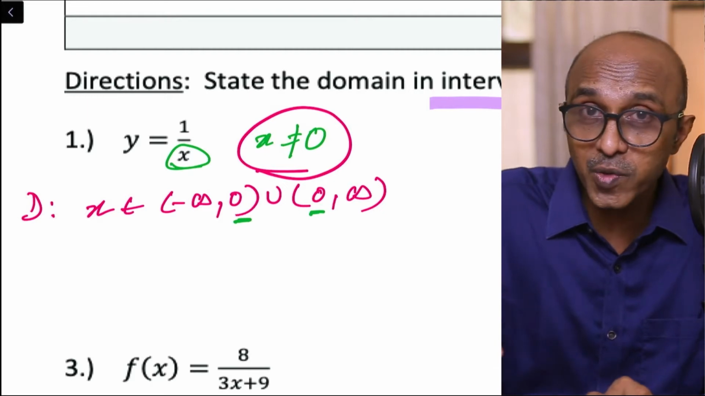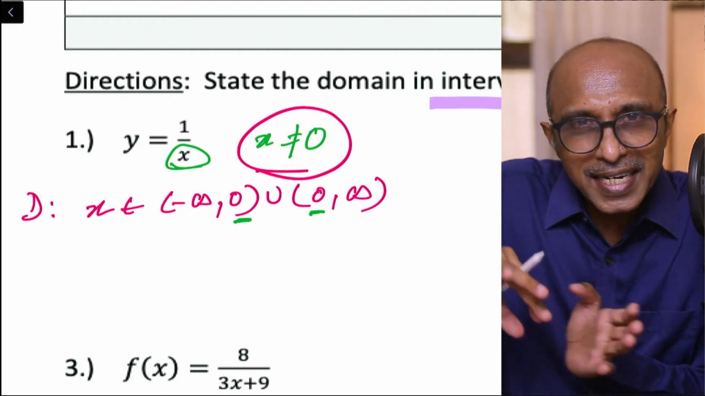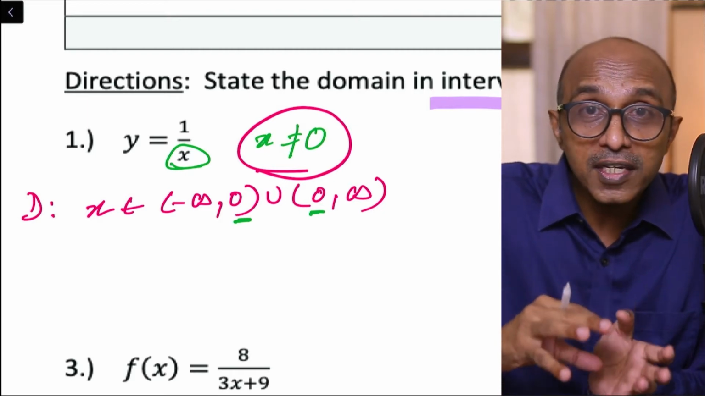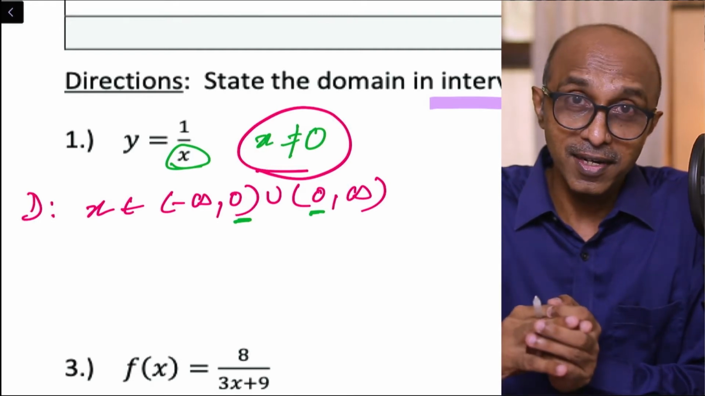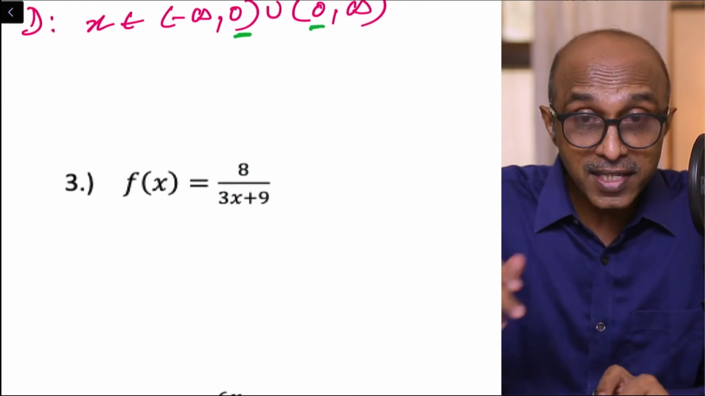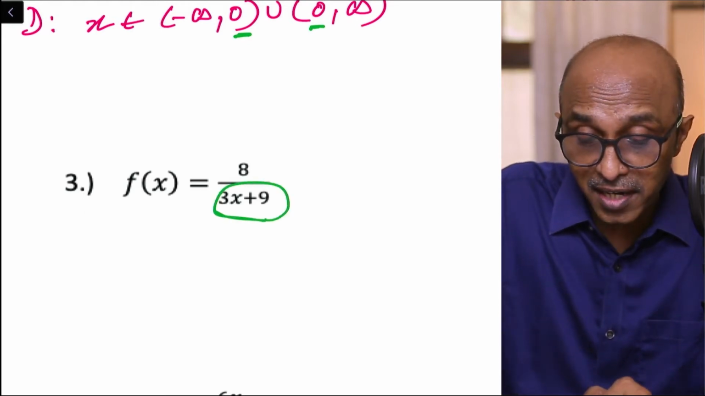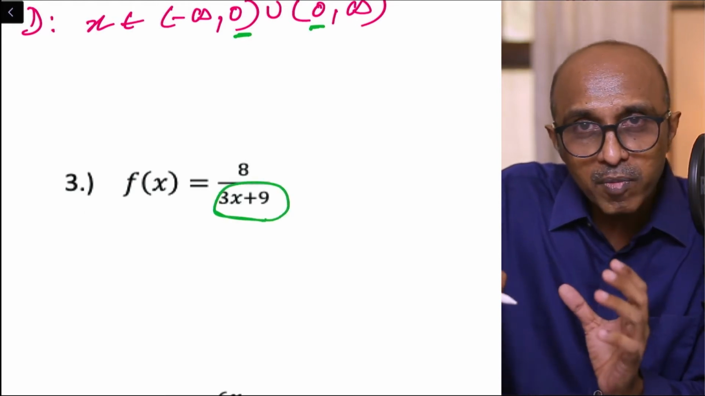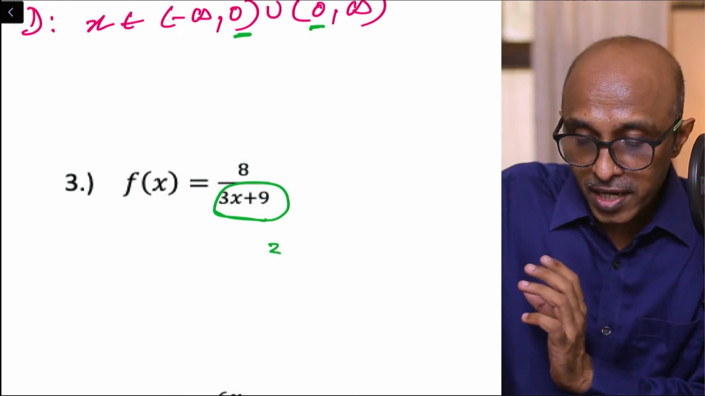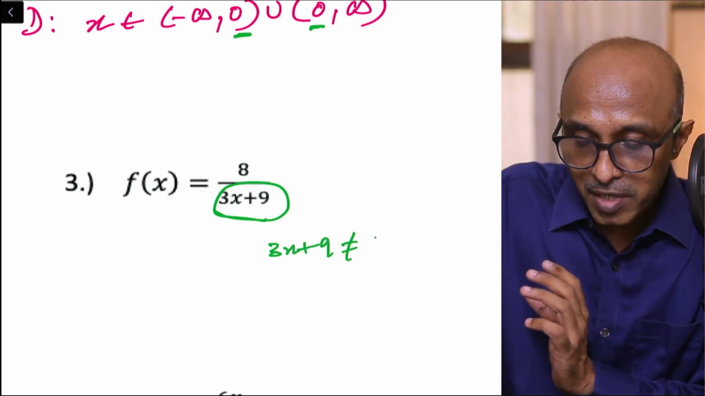And how did we answer this question? We answered this question using the indirect approach. Which value is not allowed? Understand? Let's look at the other example. Again, there's a fraction. What's the term in the denominator this time? It's 3x plus 9. So we say that the term in the denominator must not be equal to 0. 3x plus 9 cannot be 0.